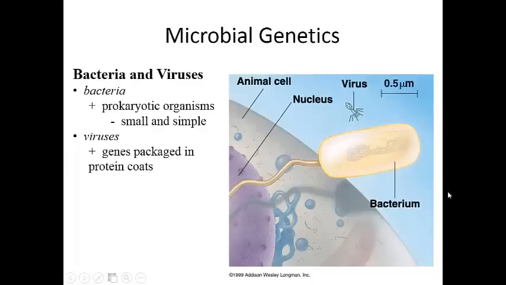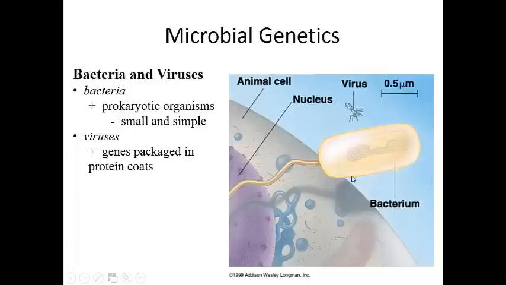Welcome to AP Biology. This video is on microbial genetics, the genetics of bacteria and viruses. Here we see a picture of a eukaryotic animal cell, a bacteria, and a virus. Remember that the animal cell is eukaryotic. You can see that it contains a nucleus. It contains membrane-bound organelles. The bacteria is prokaryotic.